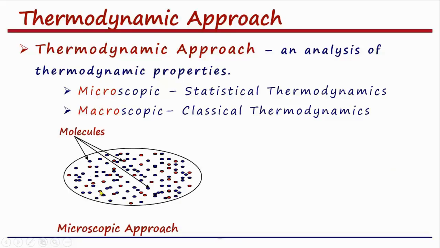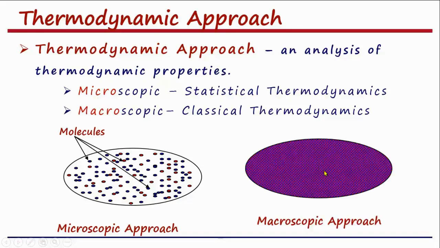In microscopic approach, the individual molecules are analyzed. You can look at this system. This system contains millions of molecules. Each and every molecule is analyzed individually. Such an approach, we call it as microscopic approach. The microscopic approach is carried out at the molecular level. Whereas in macroscopic approach, all the millions of molecules are considered as a single system and we investigate the properties. Such an approach, we call it as macroscopic approach.